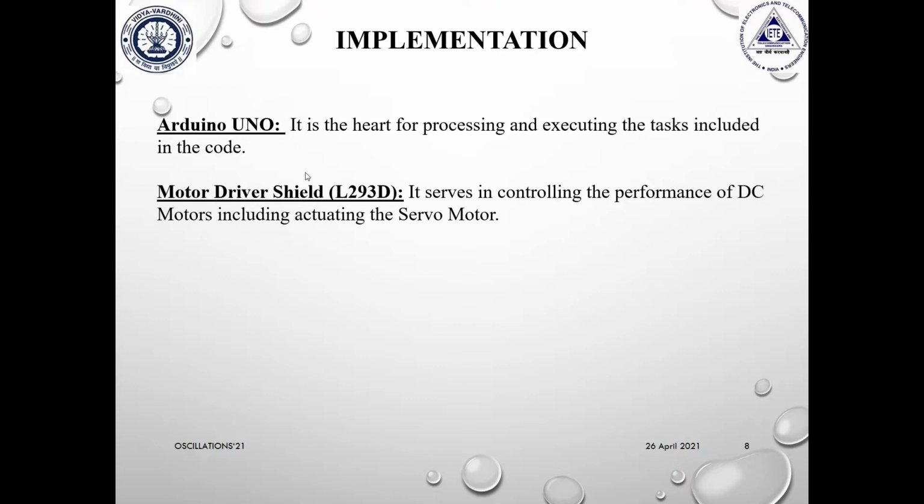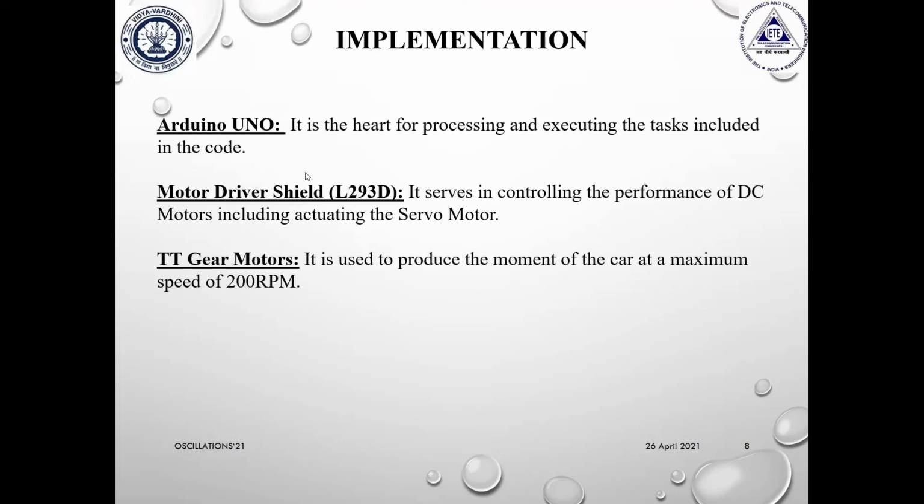In order to control the working of the motors, we are using the motor driver shield. It is used to control the performance of the motor driver, and also to actuate the servo motor whenever we want to move the ultrasonic sensor in the left or the right direction for getting other sensory inputs. Then we are going to use TT gear motors. These motors generally give a speed of about 200 rpm at maximum speed, and they are used to produce the movement of the car.